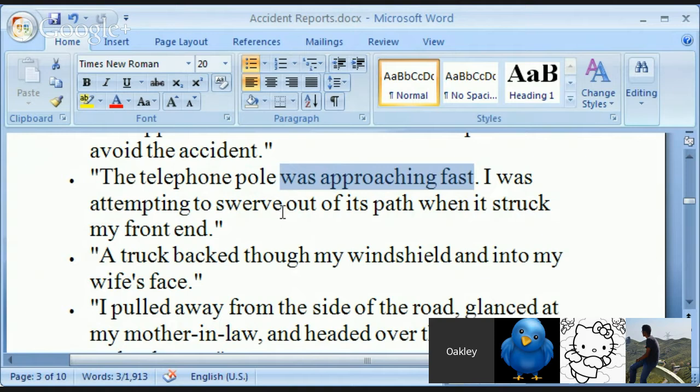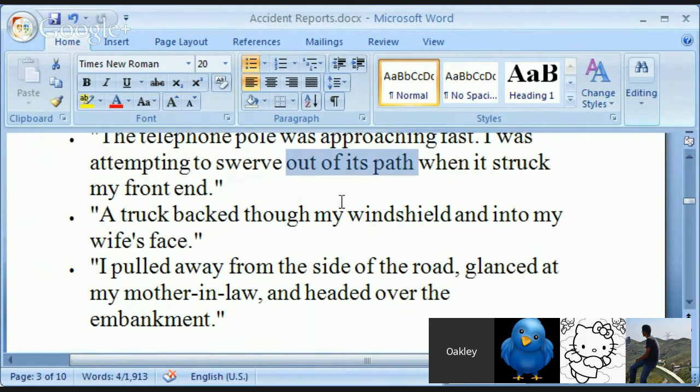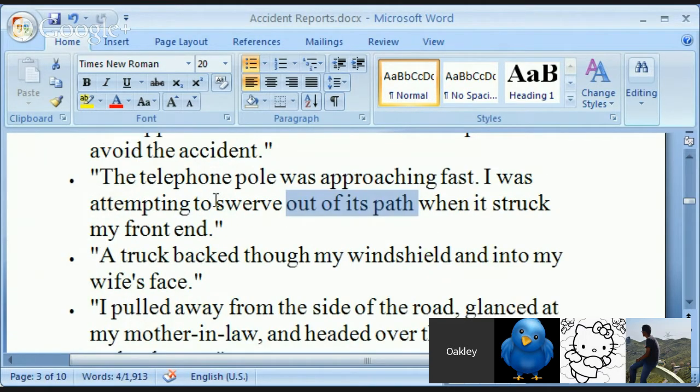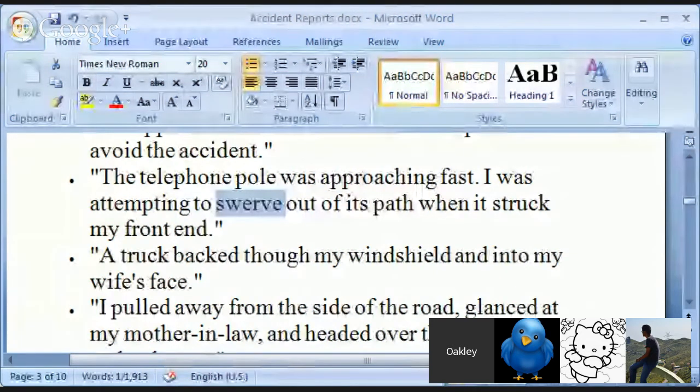"Is attempting to swerve out of its path." Oh, okay. Like it has a path. Very goofy. What does swerve mean? Swerve out of its path. Okay, swerve out. Yeah, you're probably right. This is a phrasal verb. To swerve is to turn suddenly, very quickly.